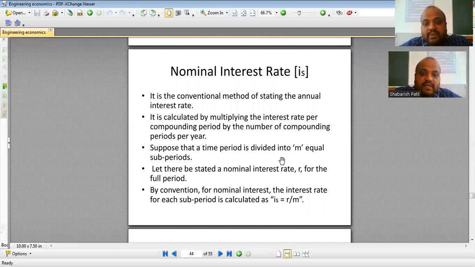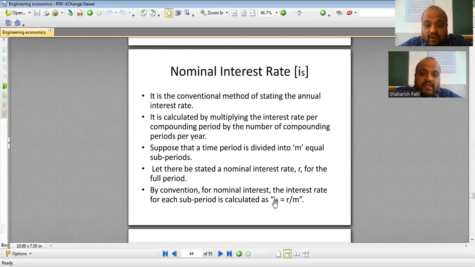Suppose that a time period is being divided into m equal sub periods. Say a year is being divided into months, 12 months. Then m is equal to 12 months here. Let there be a stated nominal interest rate r for the full period. Like there is a rate of 12% for the whole year. By convention, for the nominal interest, your interest rate for the sub period is based on 12% per year, and there's a statement like on every month there's an interest.